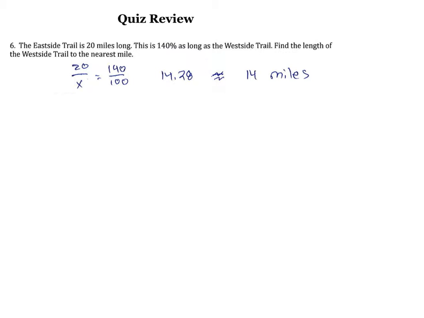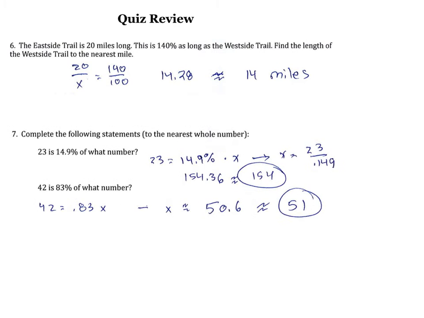Before we answer this question, you want to think through this. If the East Side Trail is 140% as long as the West Side, which trail is going to be longer? If something is more than 100% of something else, it's going to be bigger. So that means our answer should be less than 20. So we cross multiply with 20 times 100 divided by 140. Gives us 14.28, so approximately 14 miles long.